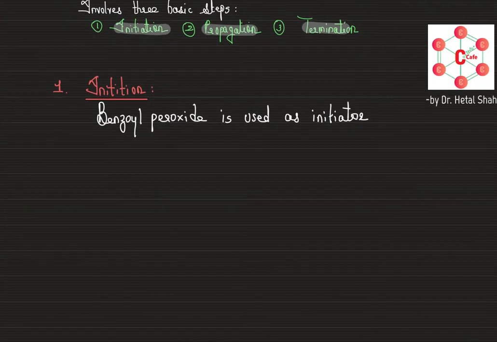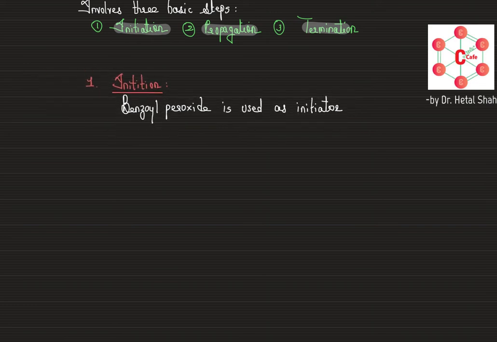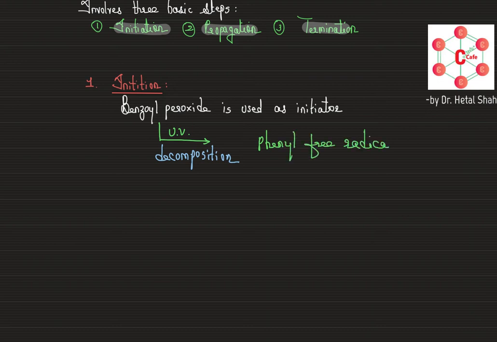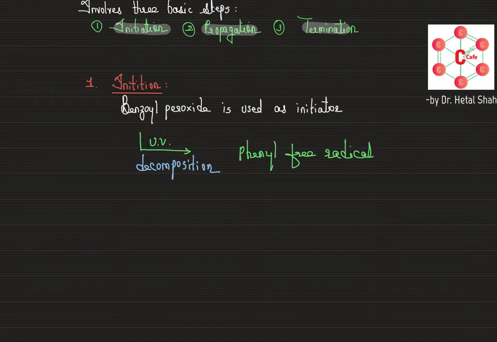Your benzoyl peroxide would be something like this. When you expose this to UV light, it breaks down. There is decomposition taking place, and this decomposition leads to formation of phenyl free radicals. Now, phenyl free radicals interact with our monomer, and can further initiate the actual reaction.